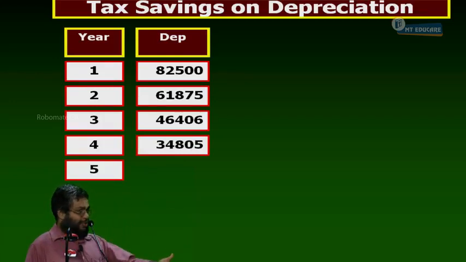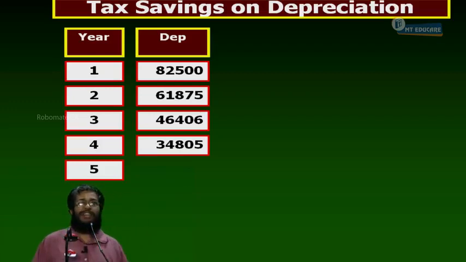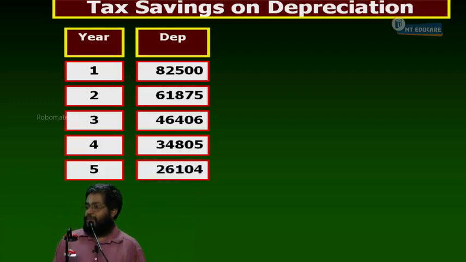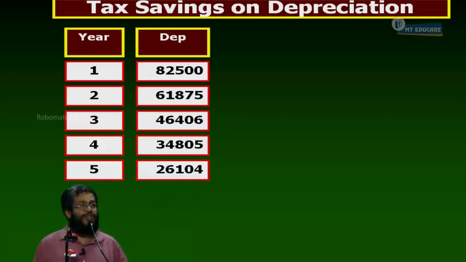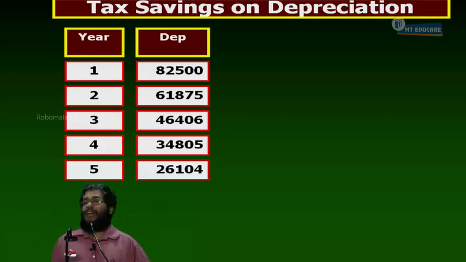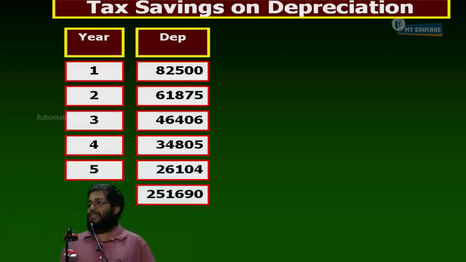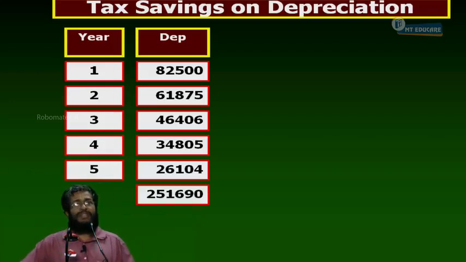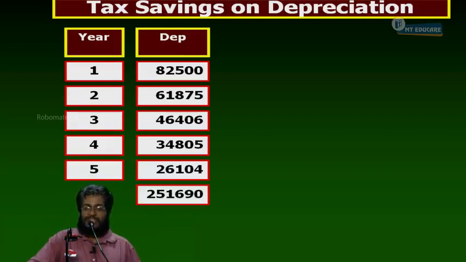34,805. I think you're all doing and writing or not? 34,805 minus is equal to gives you fifth year asset cost into 25%. What is the number? 26,104. These are all the depreciation provided for the first 5 years. Respond yes or no? No. Please continue. Total and tell me the depreciation total. What is the total? 2,51,690. Depreciation total is 2,51,690.